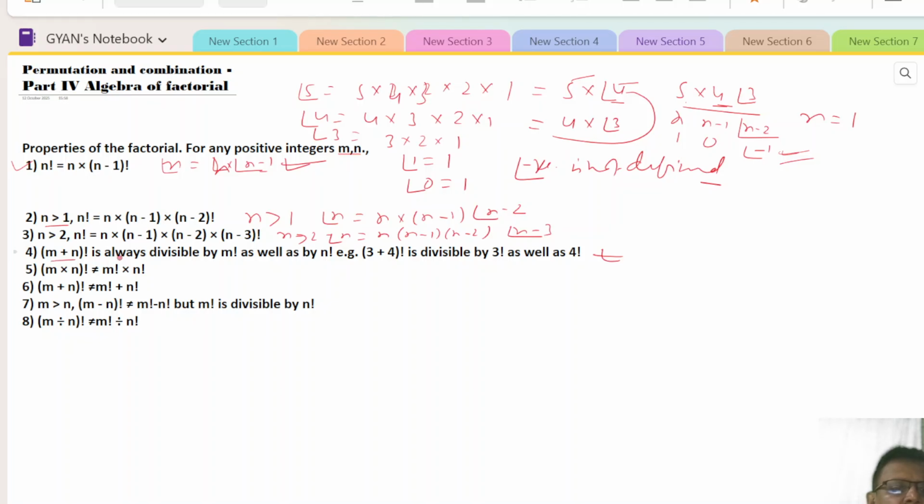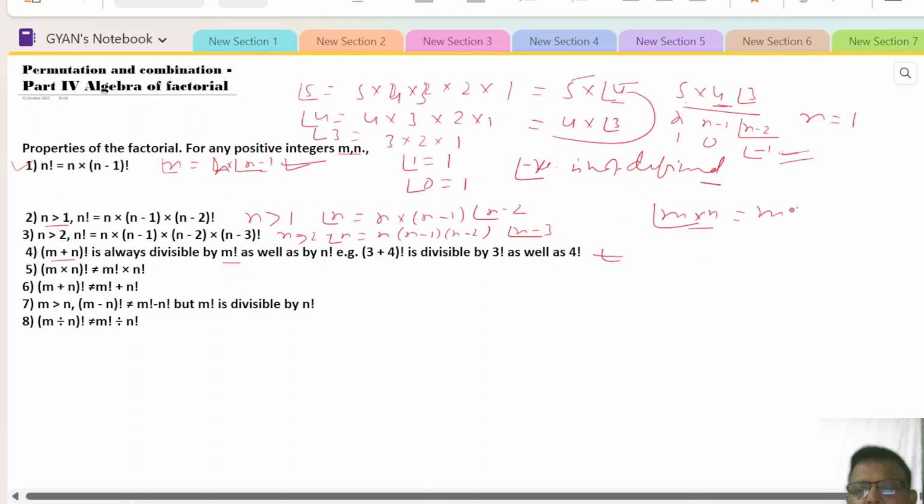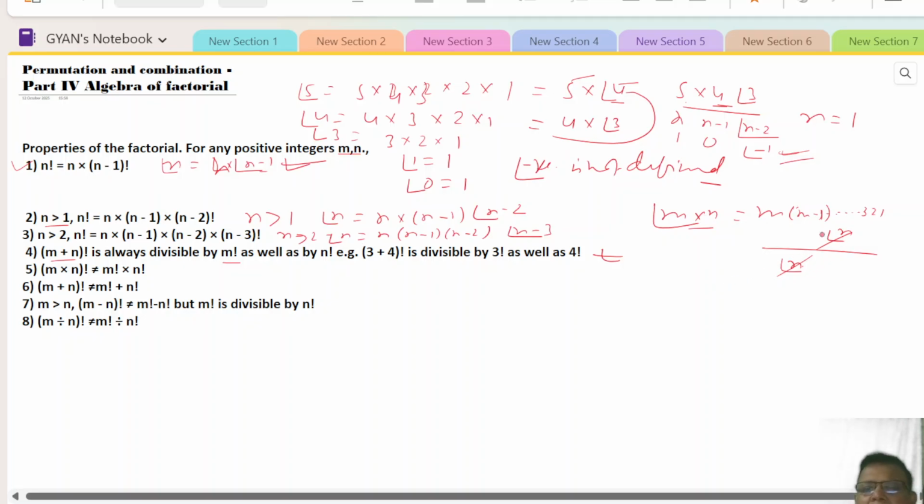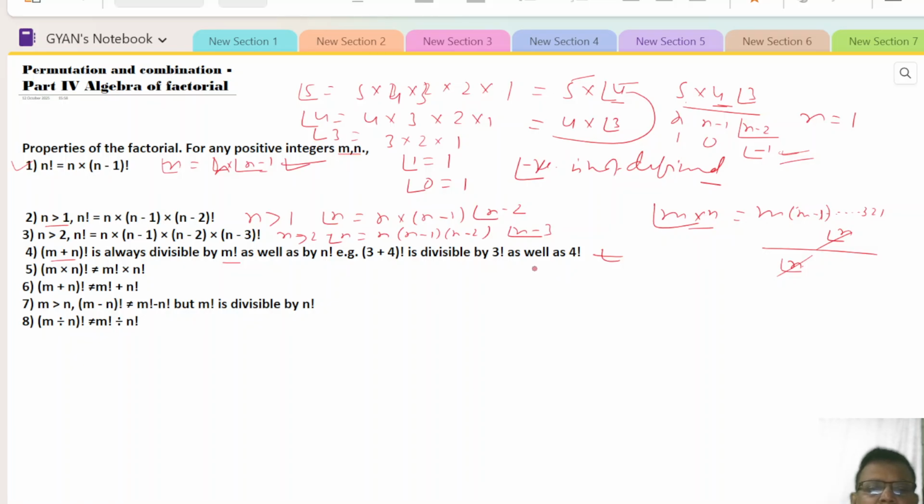If m is greater than n, then factorial m is always divisible by factorial n. Because factorial m is m into m minus 1 and so on down to 1, so factorial m is divisible by factorial n. So this is divisible by 3 and 4 as well. Correct. This is all the same formula.